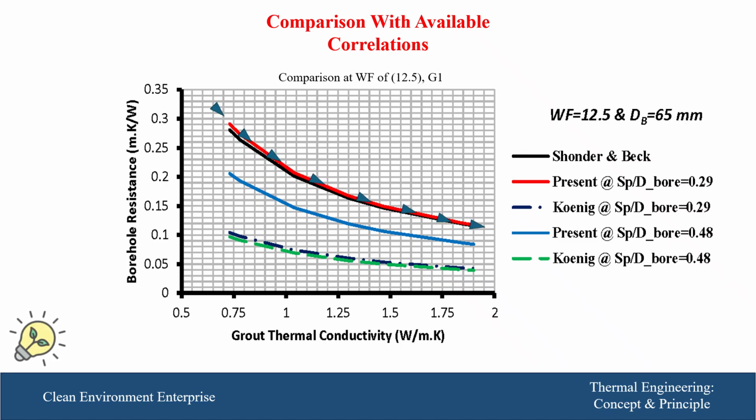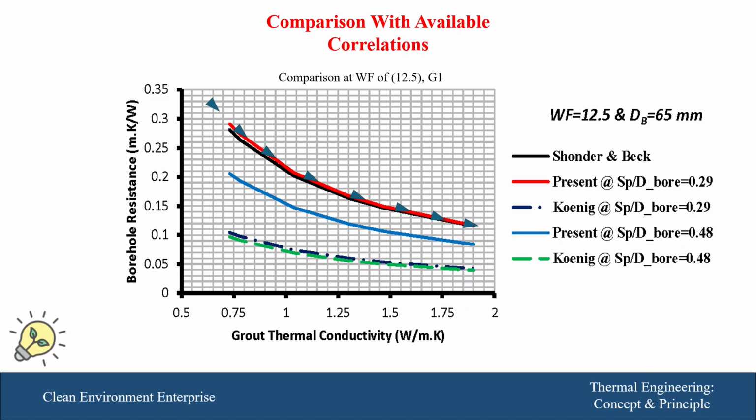For example, at 0.29, we have the higher value of the thermal resistance, whereas a lower value was obtained at SP divided by dBor equals 0.48, which is represented by the blue line, and these values show that the higher the thermal conductivity of the grout material, the lower the thermal resistance, which is reflected, of course, on the size of the tube and its depth.